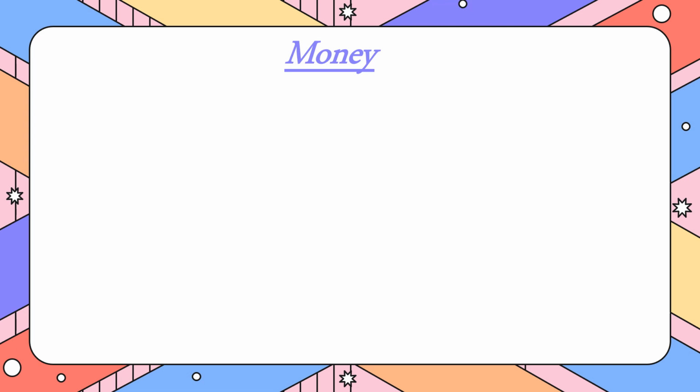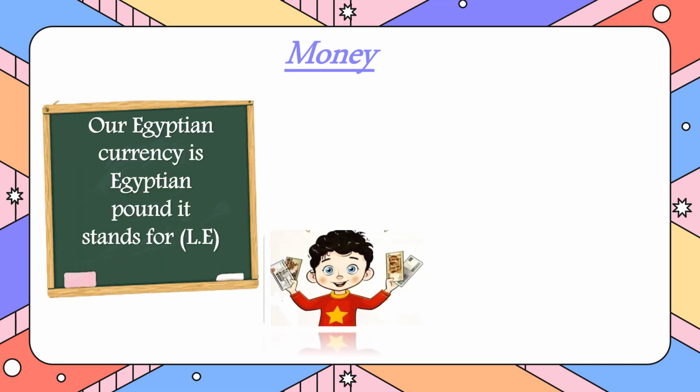Now let's start with money. What is the meaning of money? If you want to buy anything, you must have money. And each country has a currency. And our Egyptian currency is Egyptian pound. Egyptian pound. It stands for LE.